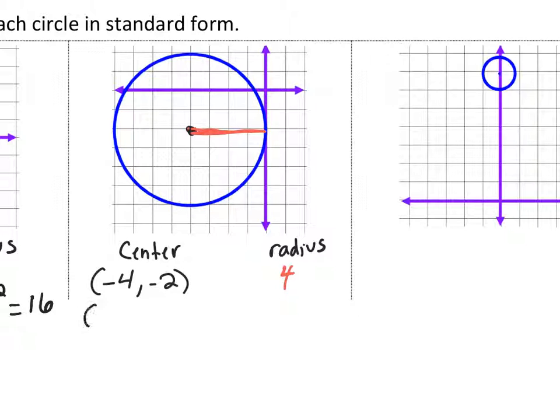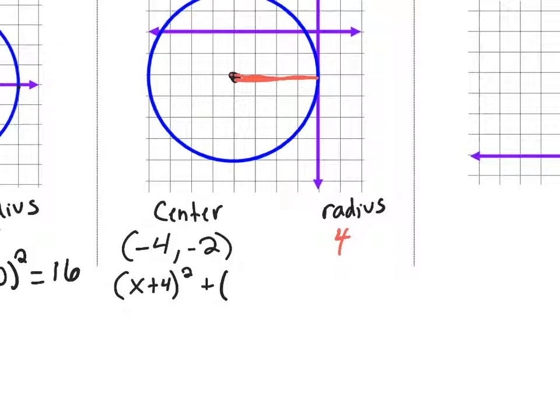So now it goes x. It usually goes x minus 4, but since it's already a minus, we're going to go x plus 4. And then it usually goes y minus, but since it's already a minus 2, we're going to go y plus 2. And then what is after the equal sign? 16.